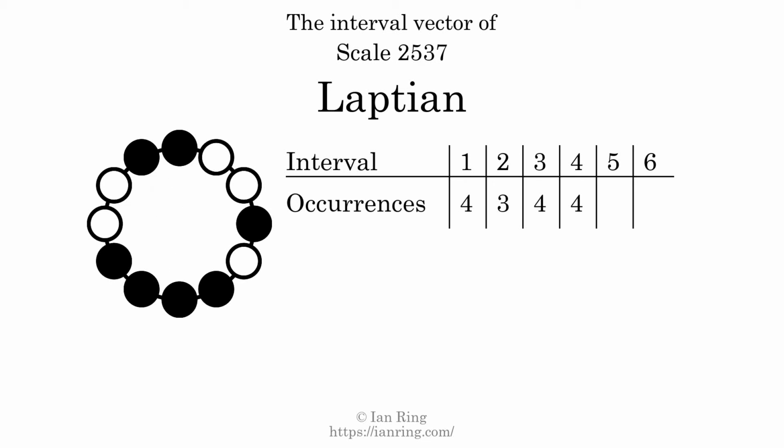There are 4 intervals with the size of 4 semitones. They are here, here, here, and here. There are 4 intervals with the size of 5 semitones. They are here, here, here, and here. There are 2 intervals with the size of 6 semitones. They are here, and here. Each interval does not appear in this scale a unique number of times, so this is not a deep scale.